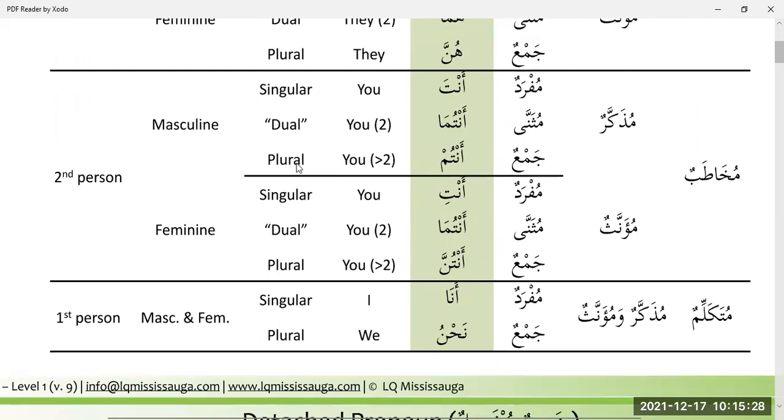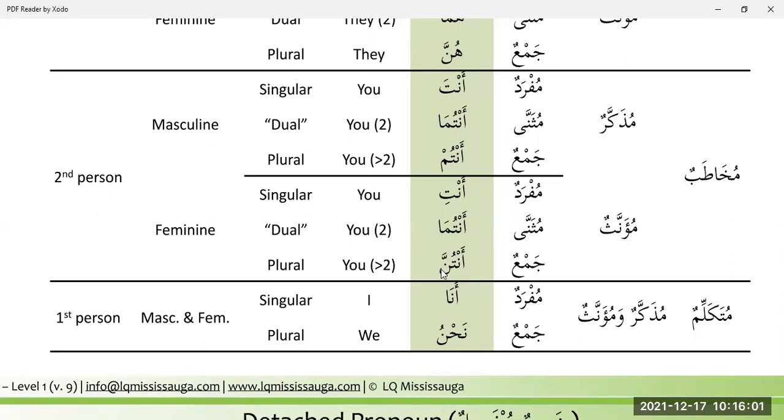Then second person plural, you. Mukhatib muzakkar jama, antum. And feminine, second person feminine anti, feminine dual antuma, and feminine plural, mukhatib muannas jama. Mukhatib muannas jama is antunna.